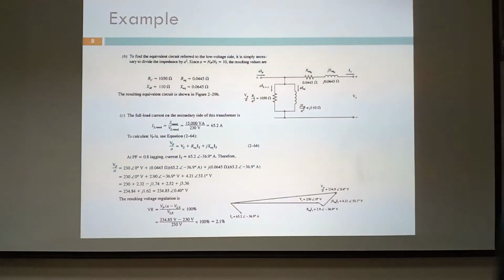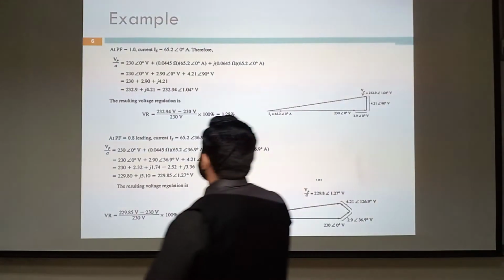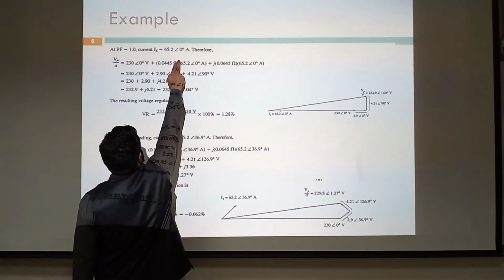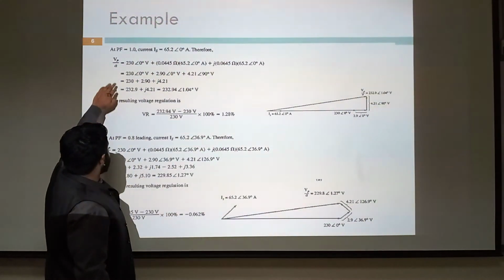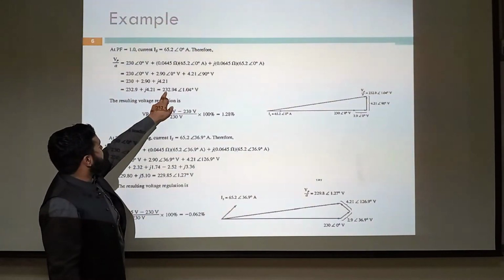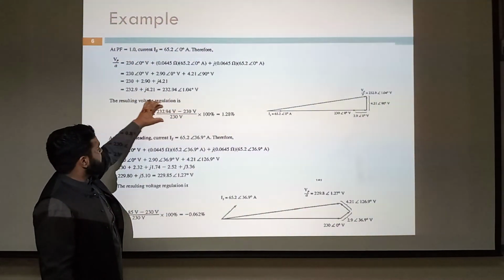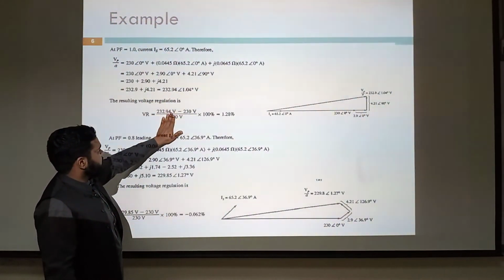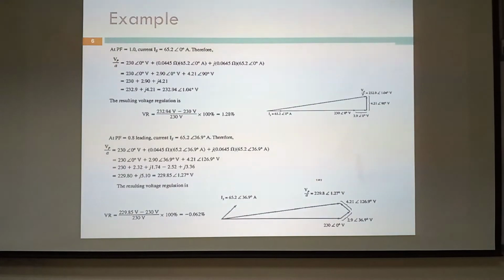Now let's move toward another part of this numerical problem. So now when the power factor is unity, only the angle will become 0. Put this angle 0 and compute the same calculation, okay? So now when you compute the calculation, it comes out 232.94 and the full load was 230. So now you have to compute this difference and it comes out to be 1.28, okay? So I have told you people that in case of unity power factor, the voltage regulation will be positive.